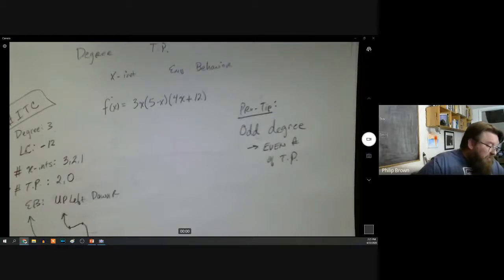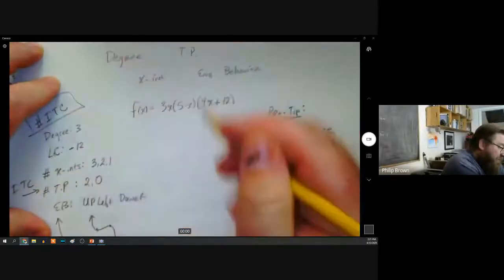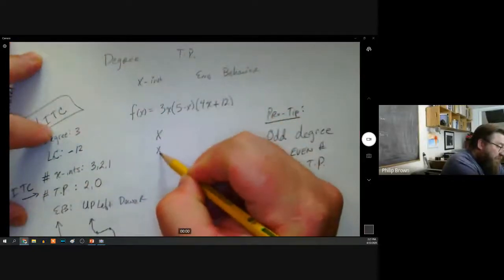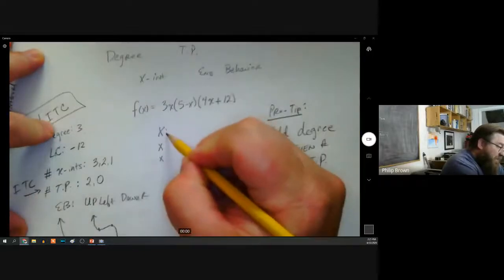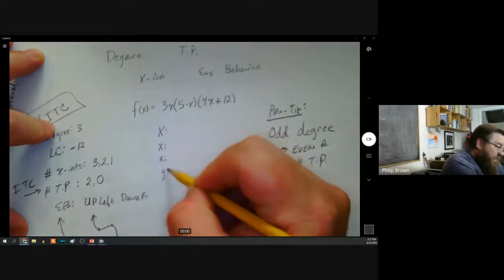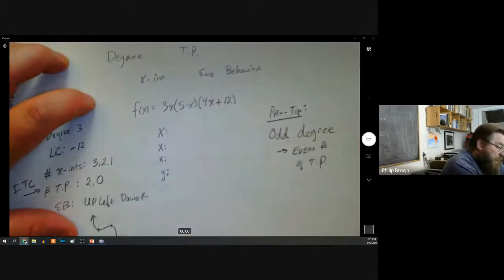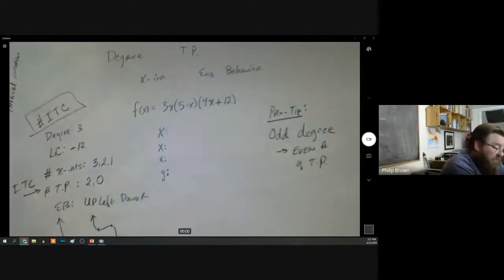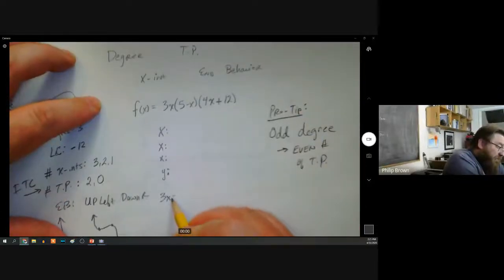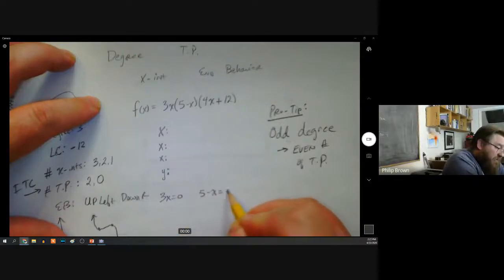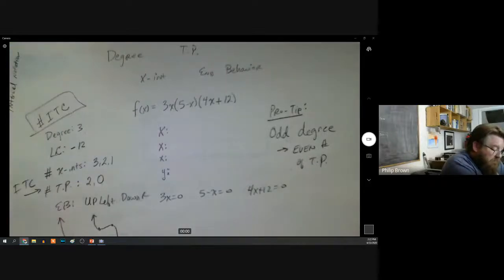Okay, so let's go ahead and find out our stuff right here. We have up to 3 x-intercepts, and this one we are going to have 3. And we're going to have 1 y-intercept. You always have a y-intercept, right? For x-intercepts, you set it equal to 0 and you solve it. So that means you're going to have your 3 factors and you set each one equal to 0, just like that. And then you just solve each of them.